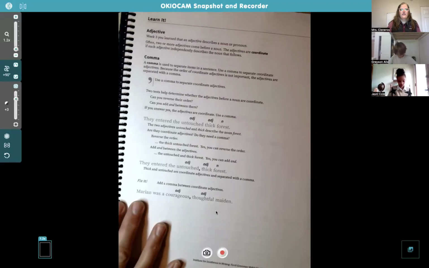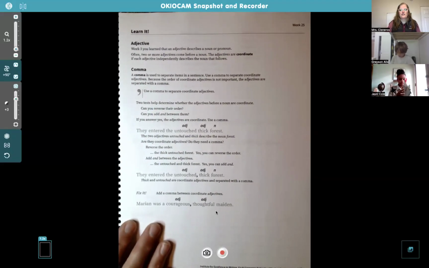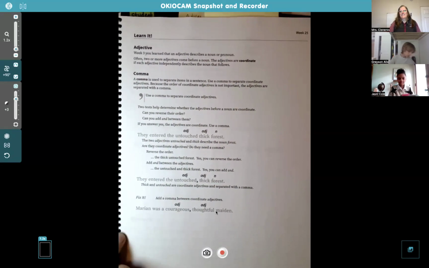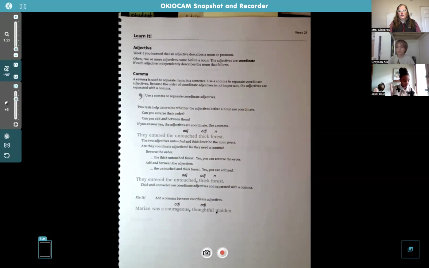Okay, we're going to go to page 145 in grammar. Did you guys notice we're getting close to the back of the book? Not too many more lessons left. We go to 30 and that's it. So week 30. This is page 145 and we're going to talk about adjectives, even though it says learn it. You already know about adjectives and commas, but we're going to talk about specific things about that.